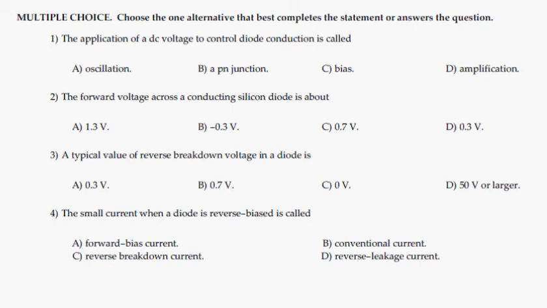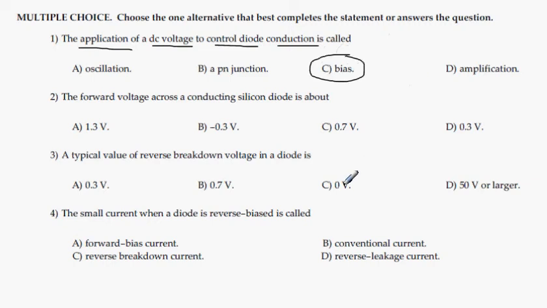Here's some questions that you may face, or you may see on the exam relating to the subject that we just discussed, the p-n junction. So the first question says, the application of a DC voltage to control diode conduction is called what? Well, we talked about the battery that needs to turn on the diode. So the voltage that's being applied to turn on the diode is called the bias voltage.